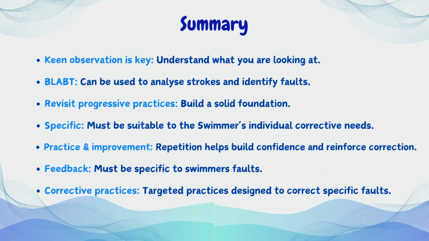In summary, keen observation is key. Understand what you are looking at and develop the skill of observing your swimmers closely to pinpoint the source of the fault. BLABT is a great way to analyze a swimmer's skills and strokes to identify faults. Revisit progressive practices. Build a solid foundation rather than continue bad practice or using coaching drills that are too advanced. Make sure your choice of practice is specific and meets the needs of the swimmer's corrections. Repetition of progressive practices helps build confidence and good technique. Specific feedback and using demonstrations can go a long way solving the problem.